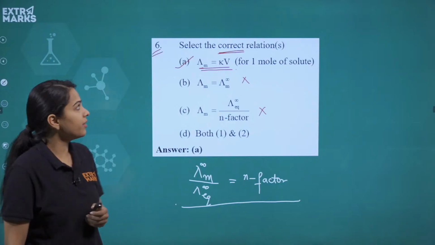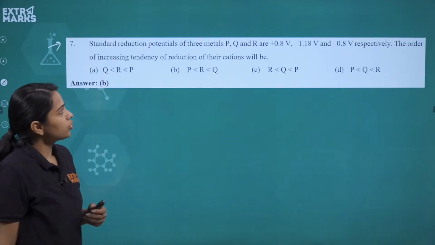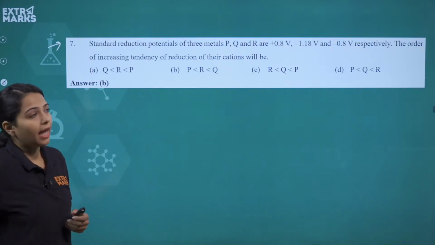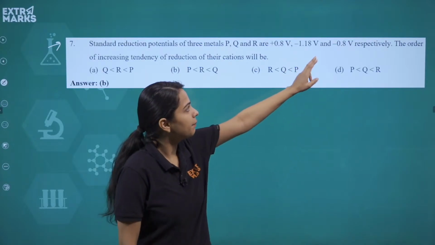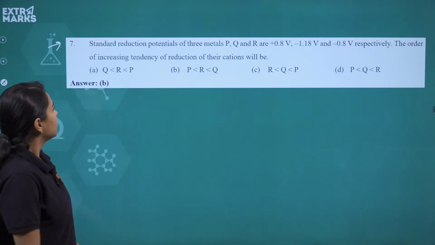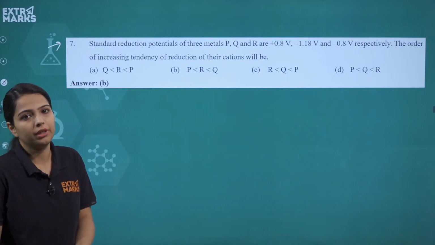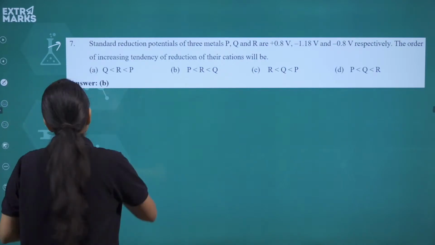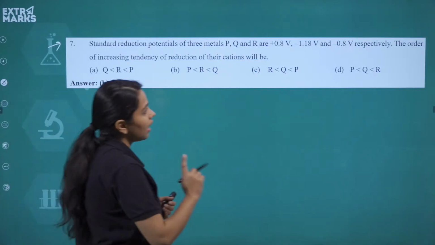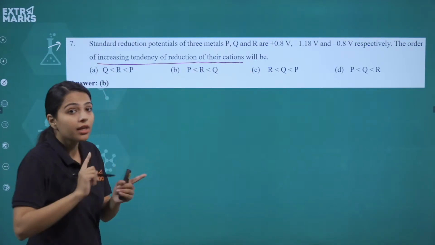Alright. Moving next, number 7. Standard reduction potentials of 3 metals P, Q and R are plus 0.8, minus 1.18, minus 0.8 respectively. The order of increasing tendency of reduction of their cations will be what? So over here these are your options. Now please read the statement very carefully here. They are asking you the order of increasing tendency of reduction of their cations.